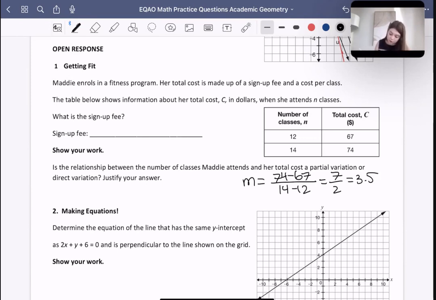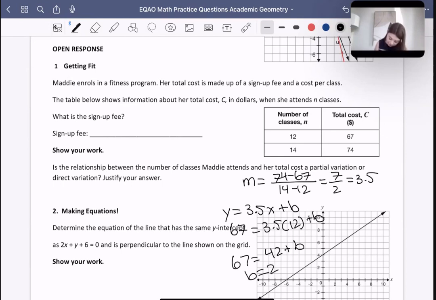Now we have that as our slope. I'm going to make an equation with that and say y equals 3.5x plus b. And I'm going to plug in one of my points. I'm going to choose (12, 67) in this case. So 67 equals 3.5 times 12 plus b, remembering that b is our sign-up fee. So our goal is to find out the sign-up fee. 3.5 times 12 is 42. So we have 67 equals 42 plus b. So 67 minus 42 would be b, and b is 25. So therefore the sign-up fee is $25.